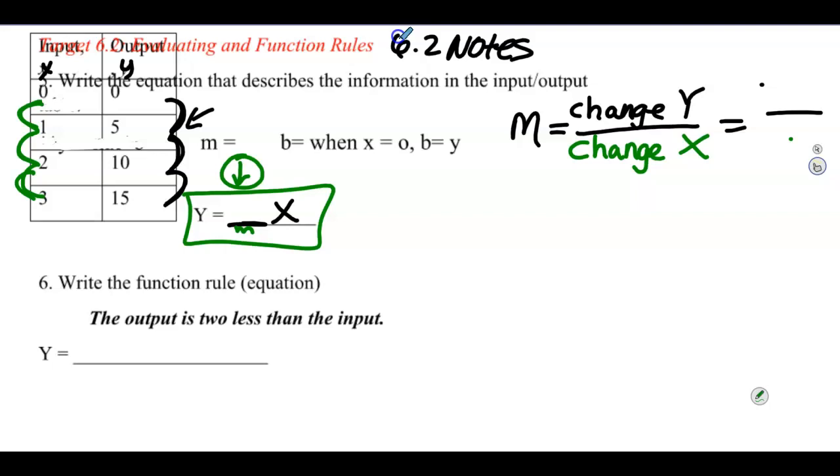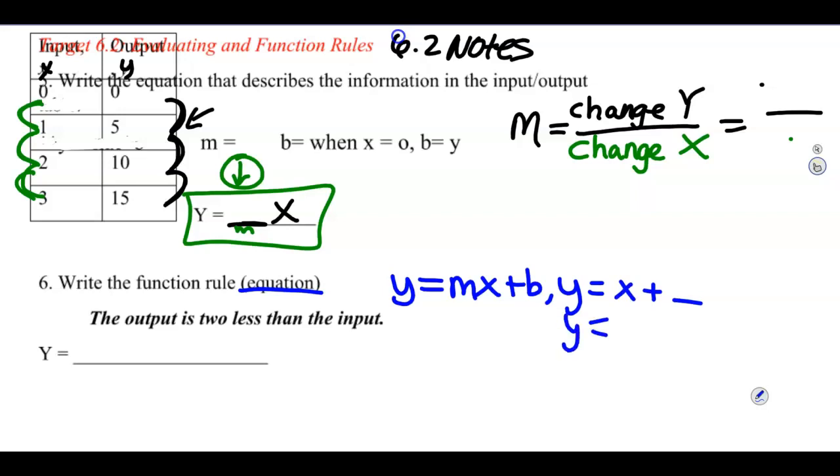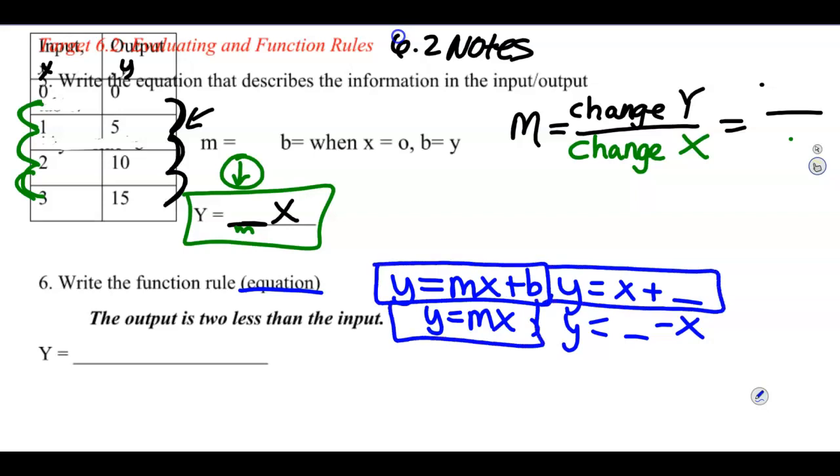Okay, so you're unpausing the video. Now, we're on the next two, which are writing function rules, which is just an equation. So you're going to have y equals maybe mx plus b. You might have y equals x plus something. You might have y equals something minus x. And you also might have the other one, which is just y equals m times x. So those are all our formats, right? We've talked about that. That's on our note sheet. It's going to look something like that. So we just need to read the words and put them into one of the formats.